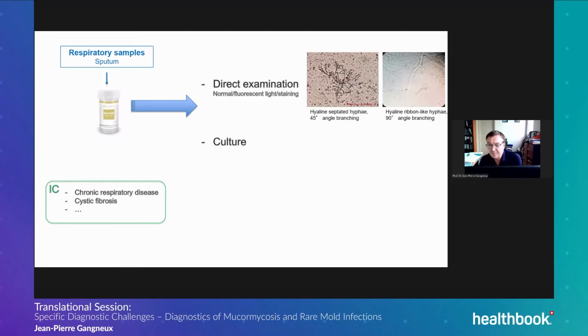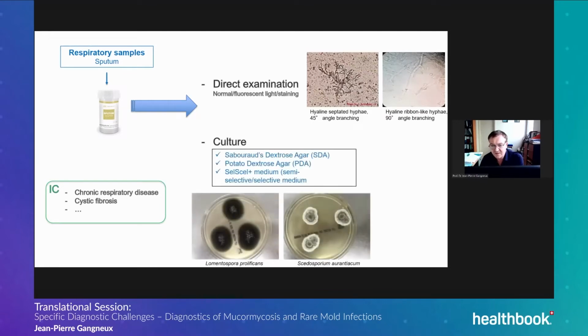with mucorales. If we look at the culture, there is no particular difficulty, and we can use Sabouraud-dextrose agar, but also potato-dextrose agar. And particularly in the case of cystic fibrosis, when patients are colonized with many molds such as Penicillium and also Aspergillus, some teams are using semi-selective or selective media to detect Scedosporium and Lomentospora.